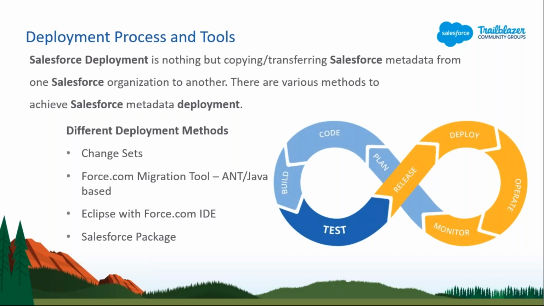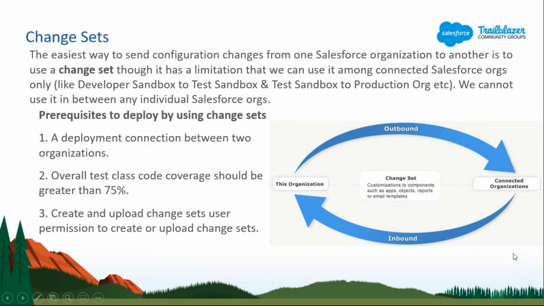And change set is very easy to deploy, and this is the out of the box tool which is provided by Salesforce itself in the Salesforce UI. You don't need to install anything. You don't need to write any code. Just go and add your metadata inside, create a change set, and you can deploy all your configuration from one org to another org. So there are two types of change set.